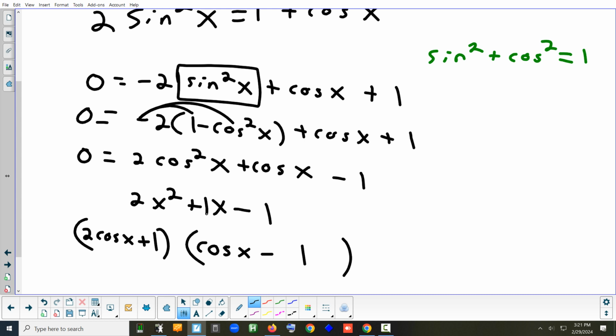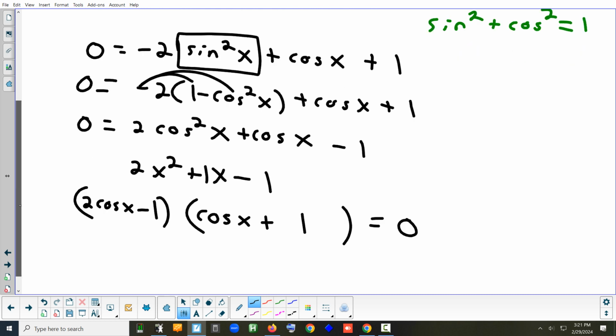No. So what do we have to switch? Just switch the signs, the symbols. All right, now we have 2 cosine x minus 1 times cosine x plus 1. Perfect. That's what we want.